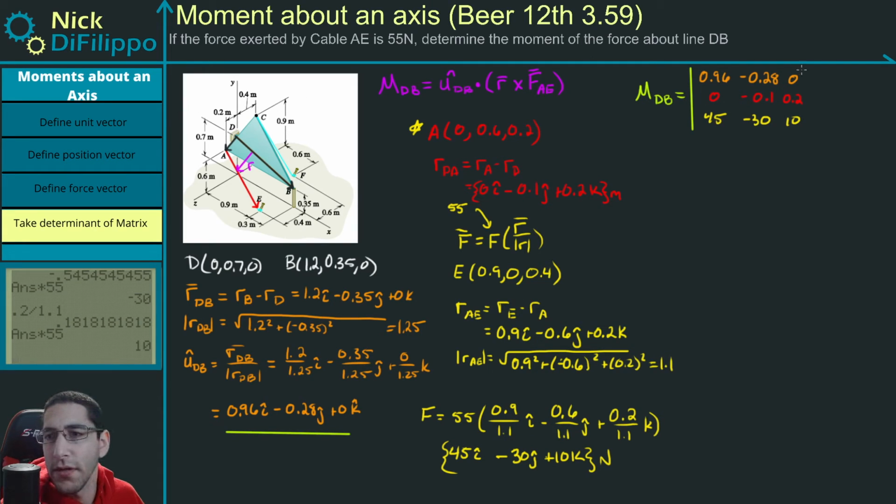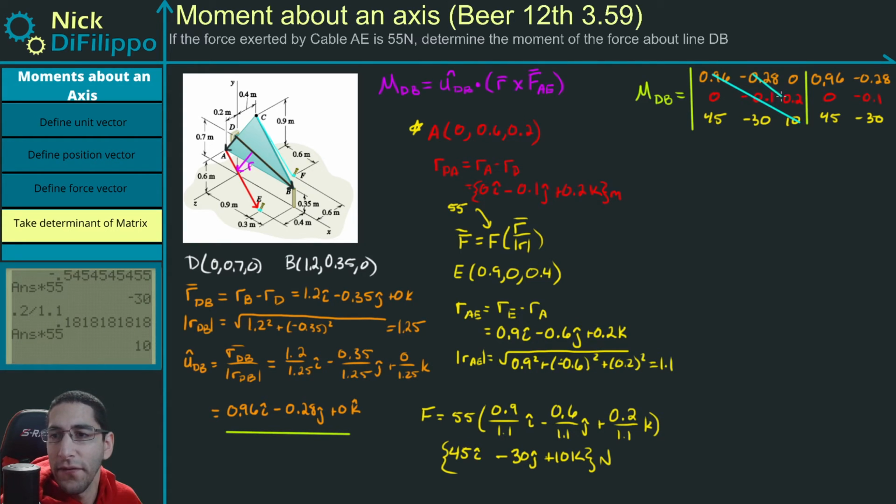Now, what do I want to do? I want to duplicate the first two columns, sorry. So 0.96, minus 0.28. Should be still on the screen, yes. Then 0 and minus 0.1 and 45 and minus 30. Okay, now the last thing I want to do is pick diagonals of 3.